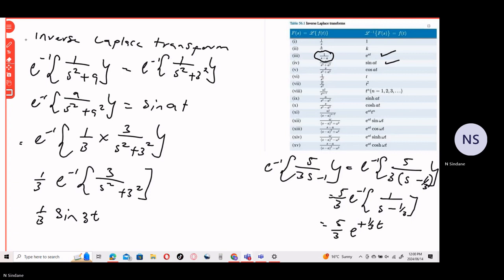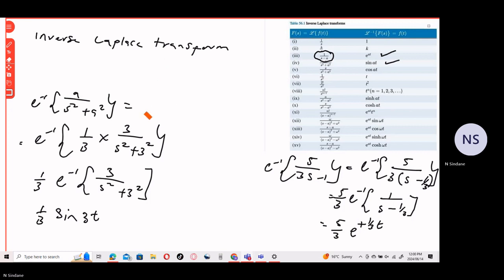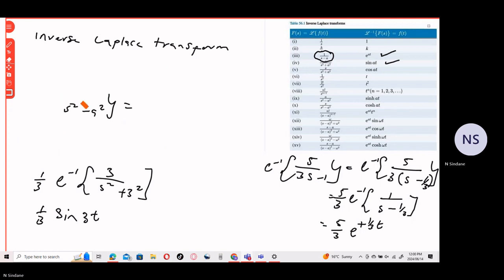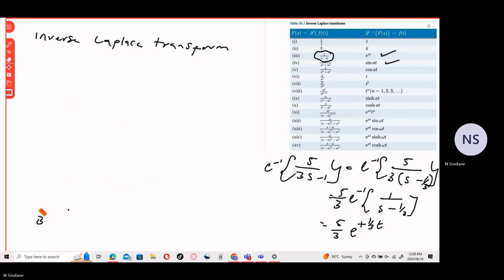Next question, let me just erase here. It is easy to understand Laplace inverse when you understand the introduction of Laplace, because it's just the reverse of what we've been doing. We've been going forward by using the Laplace transform. Now we're going backward using the inverse Laplace.